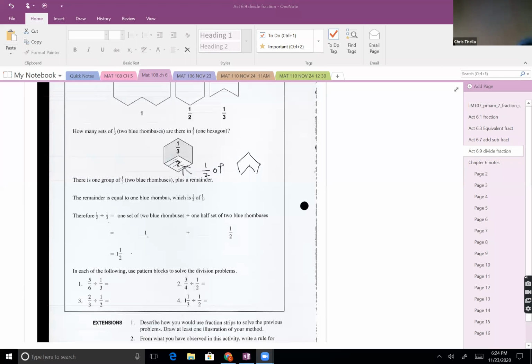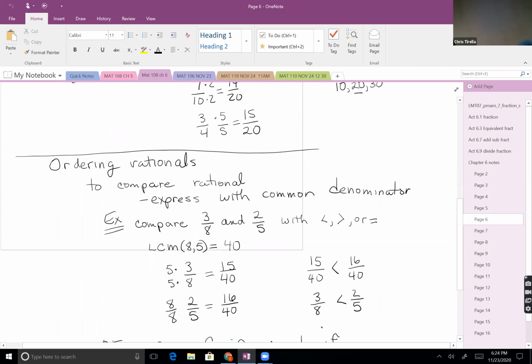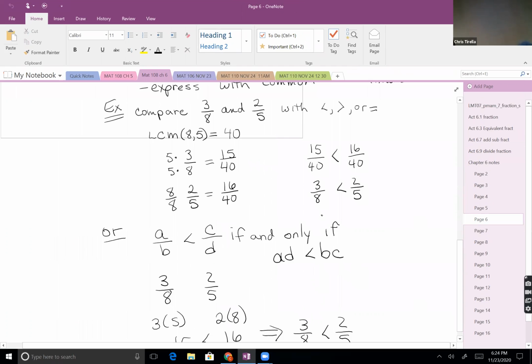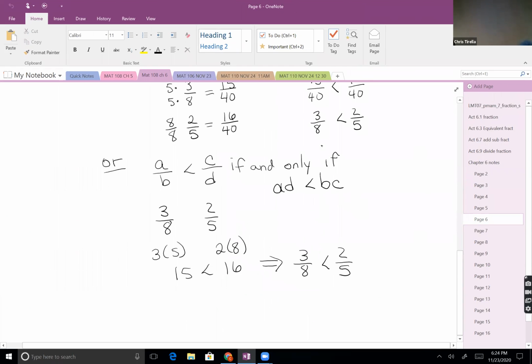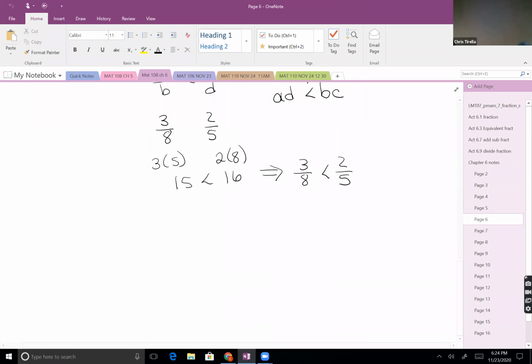So, all right, then let's go back and share again. And I think we had left off on page 6 of the notes, where we looked at that idea of getting a common denominator and then using the common denominator to order fractions greater than or less than. Does everybody remember where we were? Did anybody have questions on any of that?